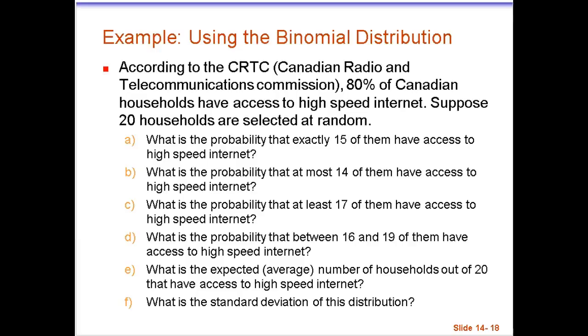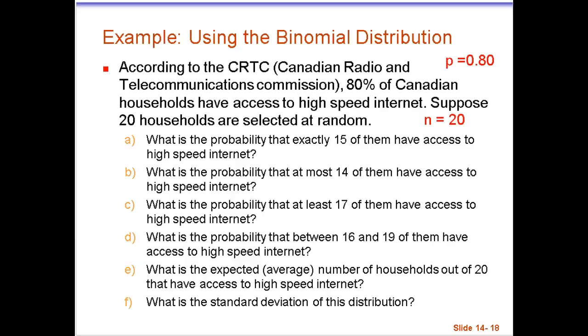To illustrate the binomial distribution in Minitab, we're going to look at the problem on slide 18 here of the discrete random variable notes. We are told in this problem that 80% of Canadian households have access to high-speed internet. That 80% represents our event probability, and that has to be expressed as a decimal, as I see here. And we're told that 20 households are selected at random, so sample size n is equal to 20.